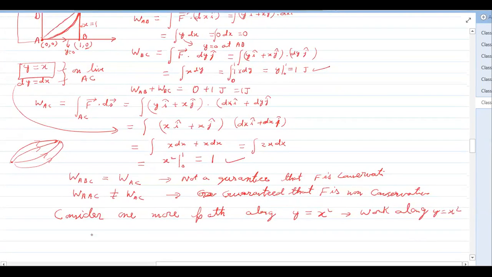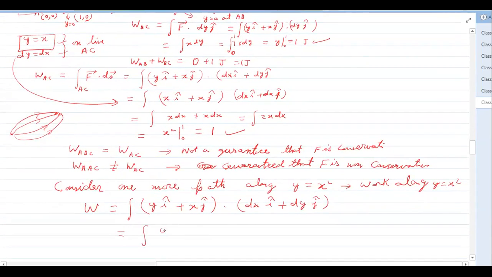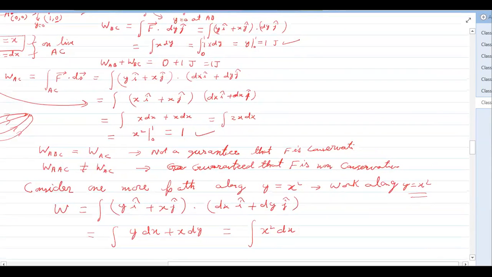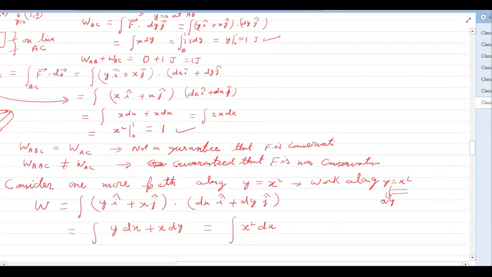Okay. So if we calculate work done for this, what we have to do is (y i cap plus x j cap) dot (dx i cap plus dy j cap). Okay. So if you take the dot product, it will be y dx plus x dy. Now put the value of y. So y is how much? This is x square, so y is x square dx, and how much will be dy? So dy you can find by differentiating. So dy by dx, if you differentiate it, will be how much? 2x. So how much is dy? Is it 2x dx?